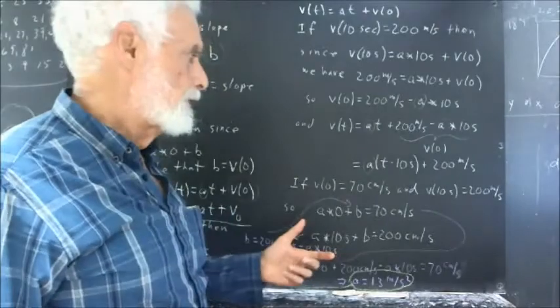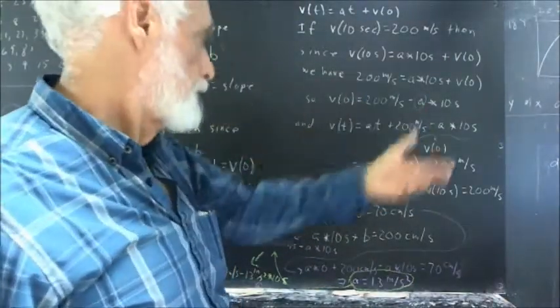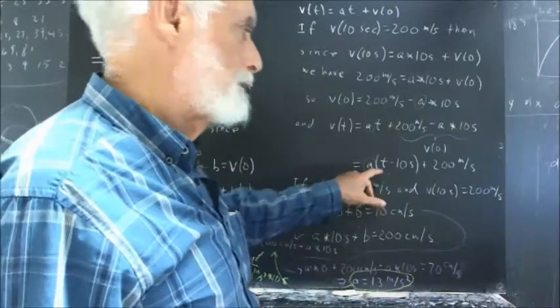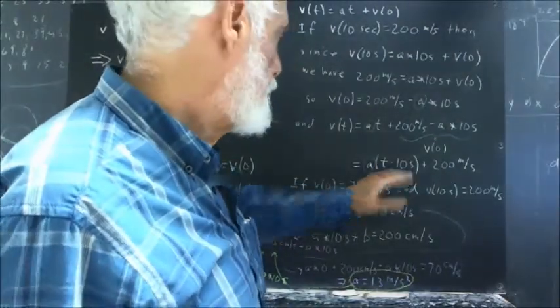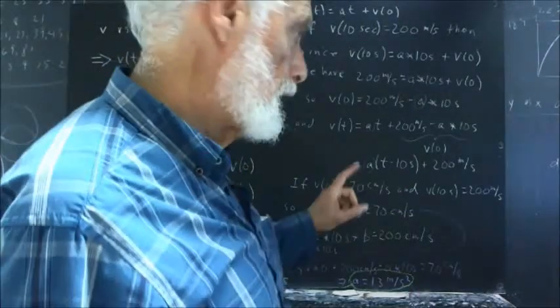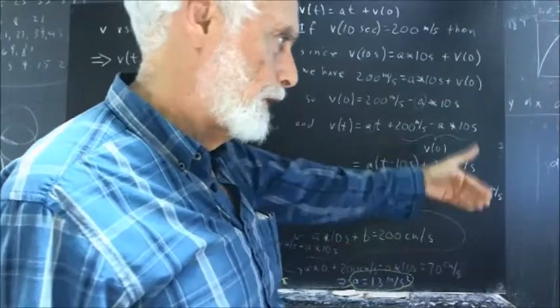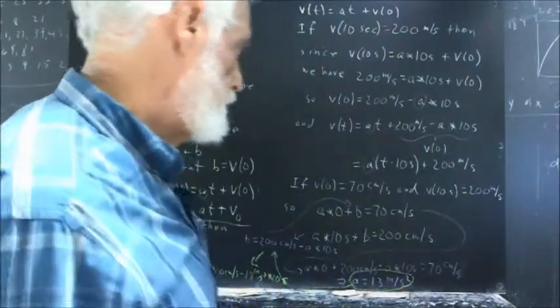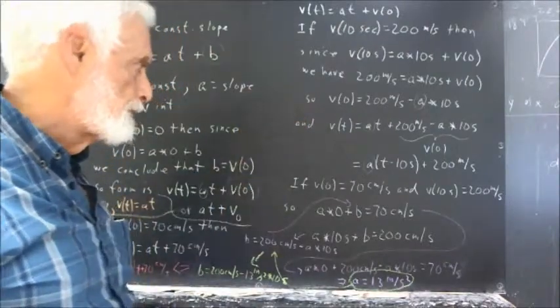Now this is the form of a graph that's shifted 10 seconds to the right from an at plus 200 meter per second graph, and that can be interpreted, but let's not go into that right now. But keep in mind that when you replace t by t minus 10 seconds, you do have a horizontal shift in your function, and that can be a useful thing for imagining what's going on.